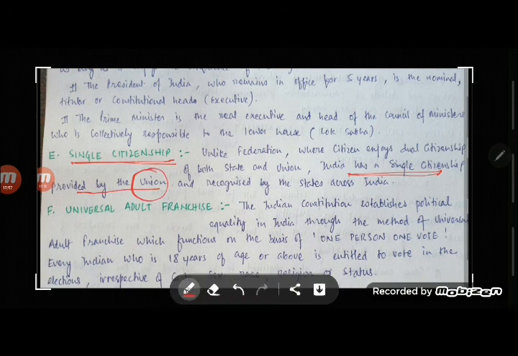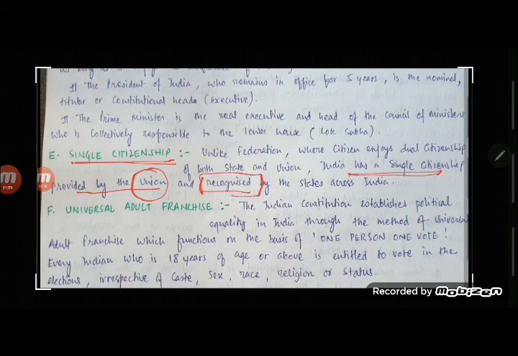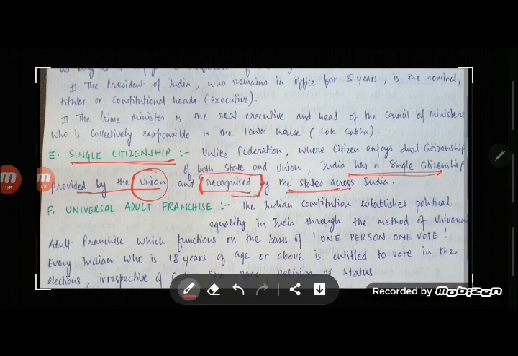Who provides the single citizenship? The single citizenship is provided by the union and recognized by the state. So you are free to move to any state across India. So we have single citizenship.